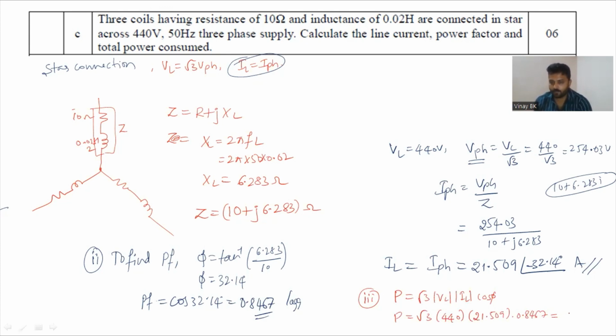So you can get the value of power P as 21.509 into 440 into root 3, so you can get 13.879 kilowatt. This is the power, 6 marks, 2 marks for each parameter. Okay, so this is about the model question paper solution of module 2, that is the fourth question.